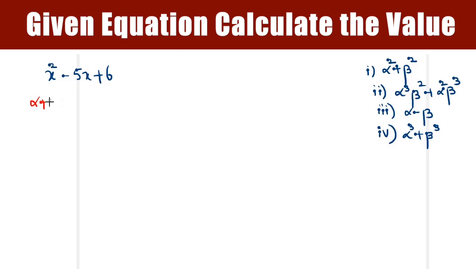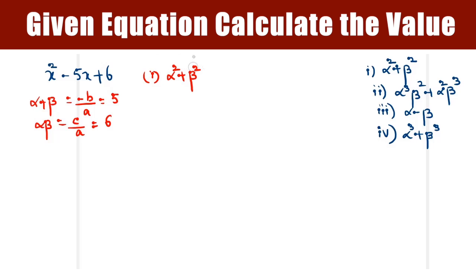So alpha plus beta in this case is minus b by a. So minus of minus 5, so it is 5 by 1. So just 5. Alpha beta is c by a. Here c is 6, a is 1. So it is just 6. Now let's start to calculate what is alpha square plus beta square.